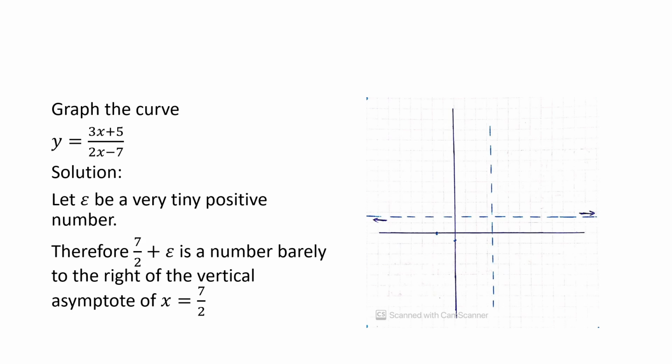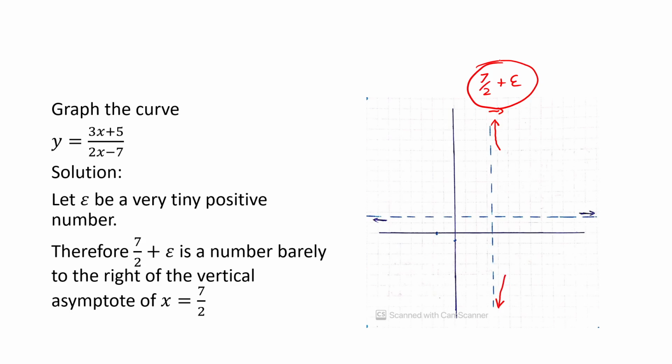But it's positive, okay? So what we're going to do is we're going to let x equal 7/2 plus epsilon. That's going to put us just barely to the right of this vertical asymptote. And when we let x be 7/2 plus epsilon, we're going to find out what y is. And y is either going to be a huge magnitude positive number, telling us that our vertical asymptote behaves like that, or it's going to be a high magnitude negative number, which tells us our behavior's like that.